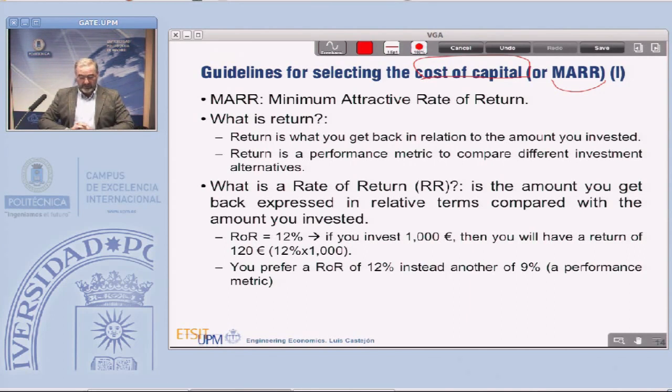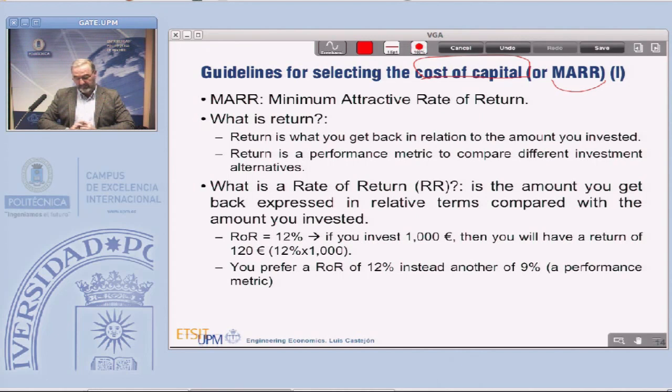Also, return is an important metric to compare different investment alternatives. So we expect to invest in higher return projects rather than in lower return projects. If we have to compare and choose among different projects, we will choose the project with the highest return.